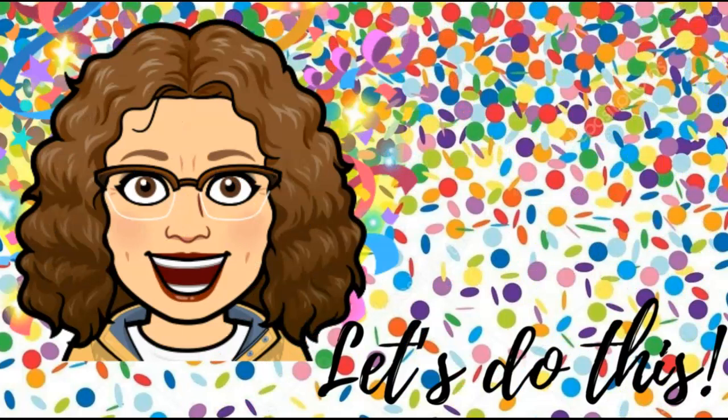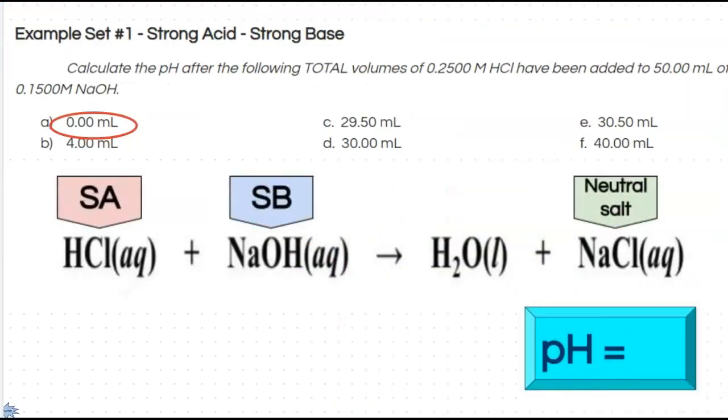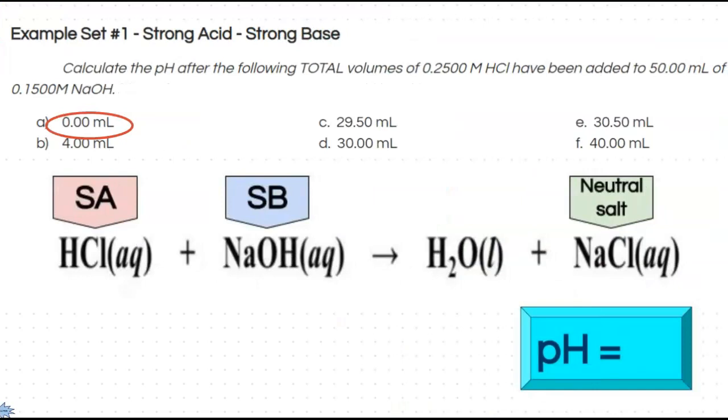We're going to get this done. This isn't hard. It's a little tedious. Just keep very careful track of the numbers that you're using. So for this example, we're going to be calculating the pH after different volumes of our hydrochloric acid have been added to our 50 milliliters of 0.15 molar sodium hydroxide. So in this case, our sodium hydroxide is going to be in the flask, and our hydrochloric acid is going to be added in different increments.